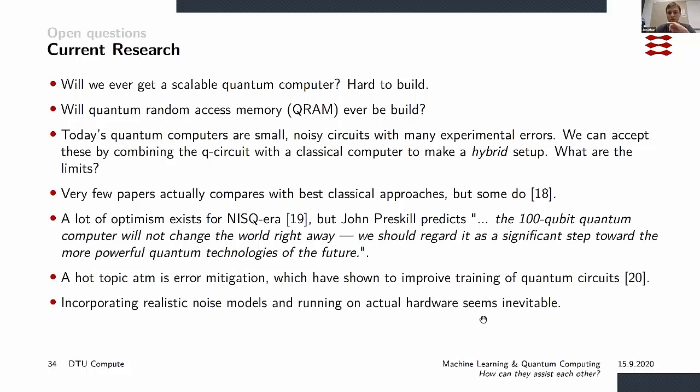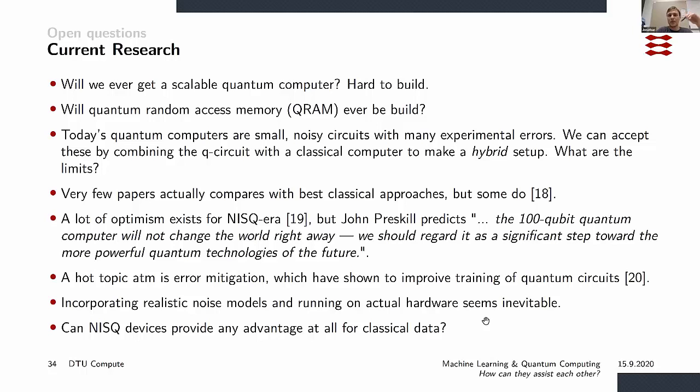Yeah, and then I also say that incorporating realistic noise models and running on actual hardware seems inevitable, meaning that if we want to use these near-term devices and not just simulate everything, we need to start coding on actual devices. Very few papers do that, including myself. I haven't run one, I think, or maybe I did it once, but it's very fun to do, actually. So you should consider it if you want to go into this field.